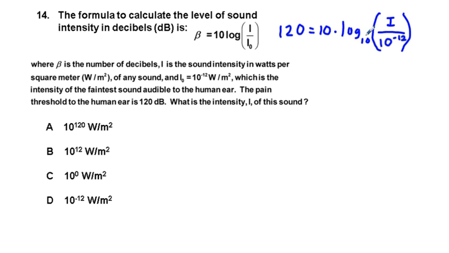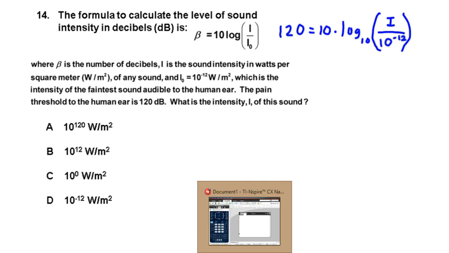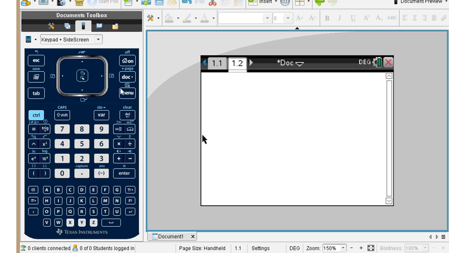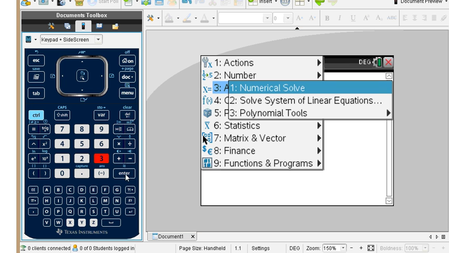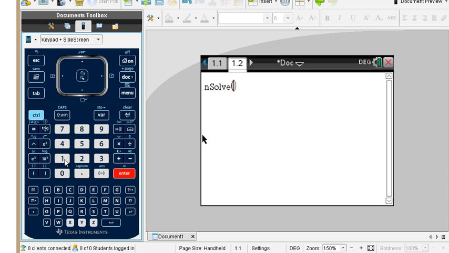If we just use this formula, we can go about solving for I by first dividing by 10, and then we have 12 equals log base 10. Then you can change this logarithmic equation into an exponential equation and gradually solve for I. But I'm going to suggest the use of something you have on a TI Inspire CX calculator, at least in our class we have that. And that is just to use numerical solve. Go to menu 3, 1, and we just enter the formula.